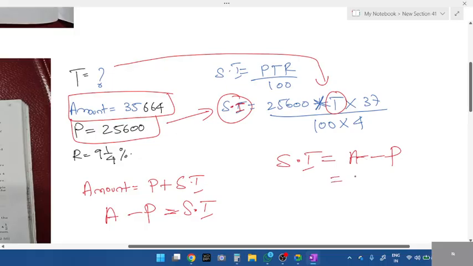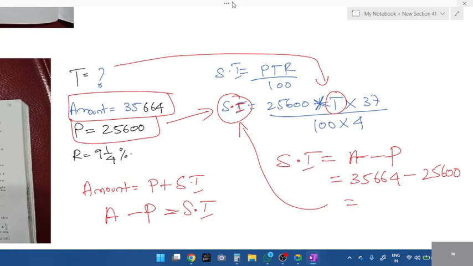What is the A value? 35,664. What is the P value? 25,600. Once you find it, will you all substitute, students? Will you all substitute and find the value? Will you all try this? Respond, all of you. Did you all understand how to solve when the amount is given? Completed. Try this now. Completed.